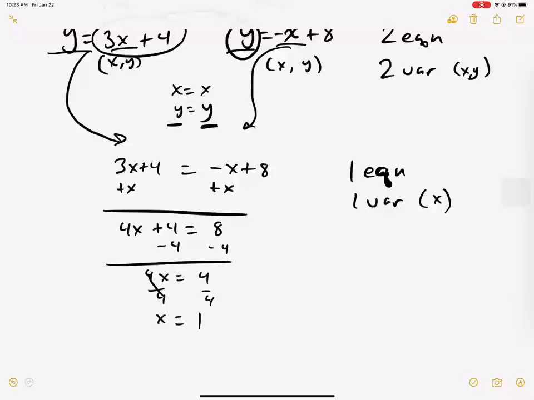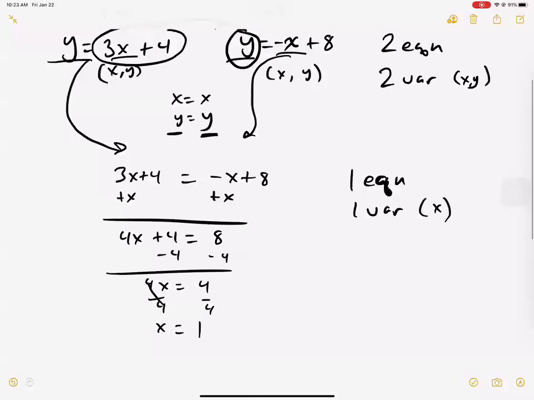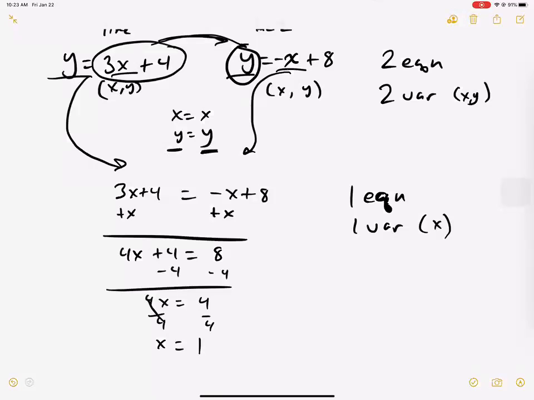But how many variables do we start off the problem with? Let's take a look at the top again. We started off with an x and a y. So once you find one variable, we plug it back in to find the next variable, the y variable. If I find x, now I'm going to find y. In another case, if I find y, then I can go back and find x. So you get to choose which equation you want to use.